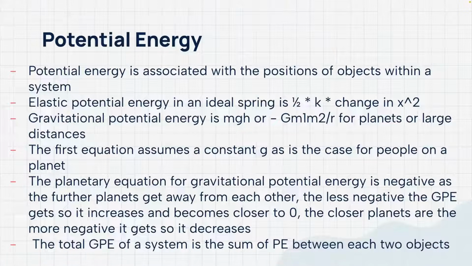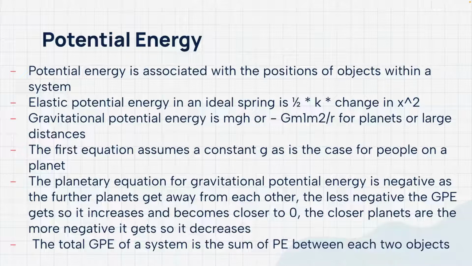Potential energy is the energy associated with the positions of objects in the system. Elastic potential energy in an ideal spring is just 1/2 k times change in x squared. It's similar to the kinetic energy equation, so it's easy to remember. Gravitational potential energy is mgh, or in planet systems, minus G m1 m2 over r.